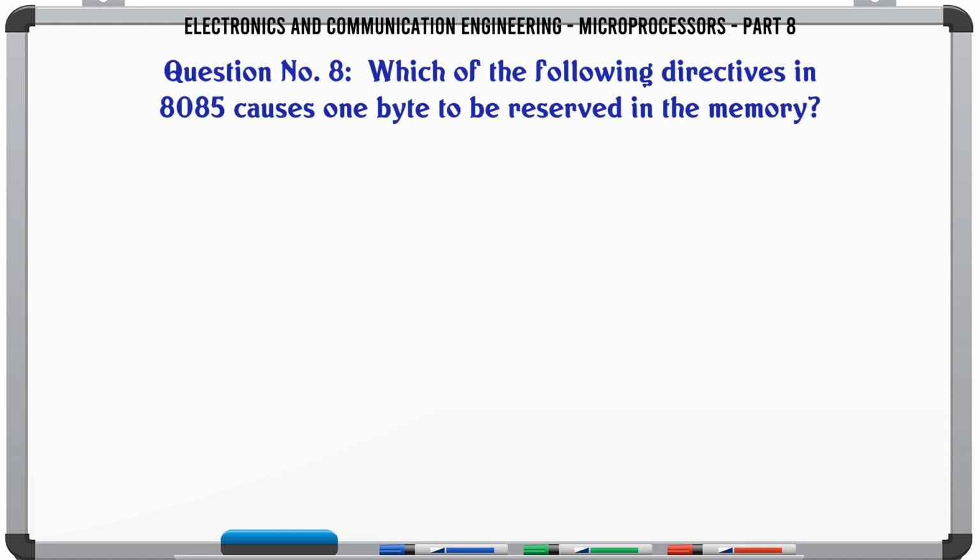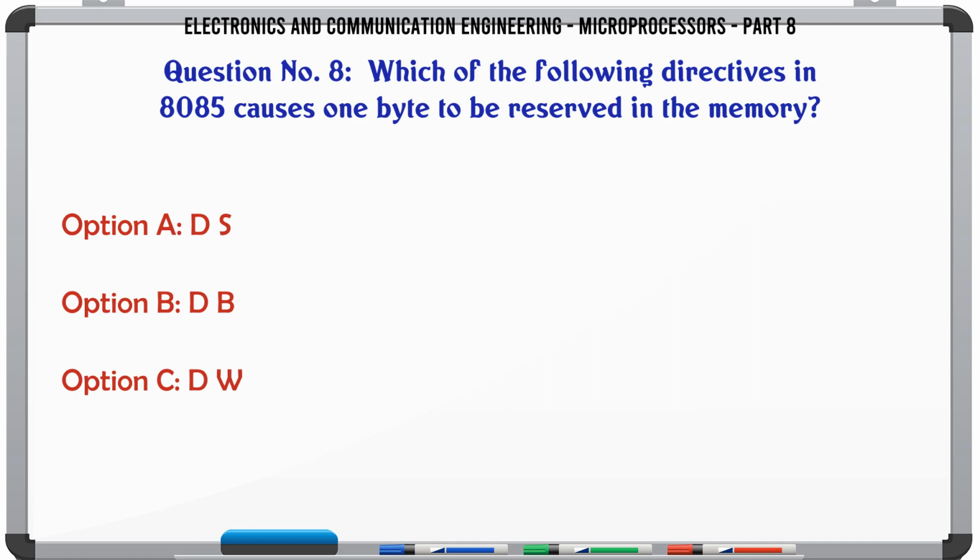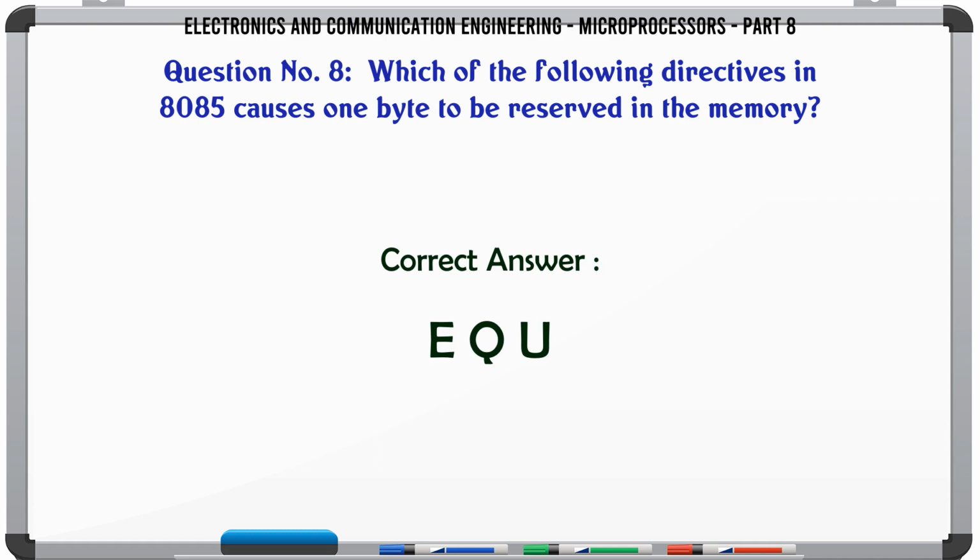Which of the following directives in 8085 causes 1 byte to be reserved in the memory? A, DS; B, DB; C, DW; D, EQU. The correct answer is EQU.